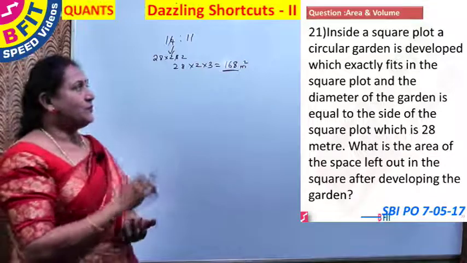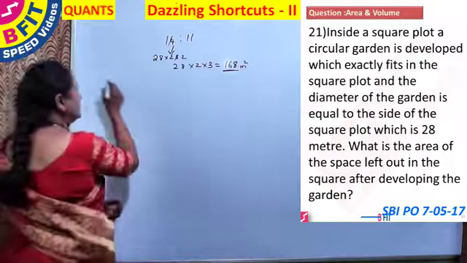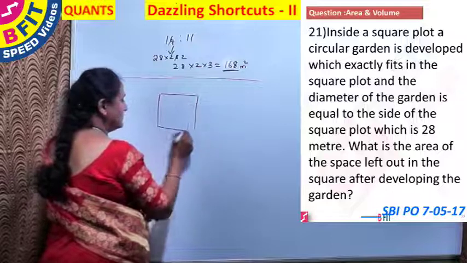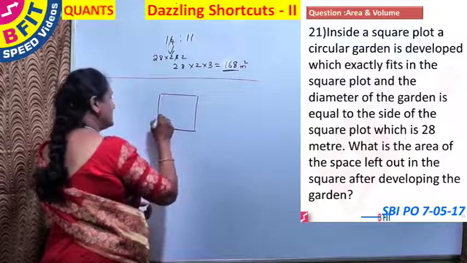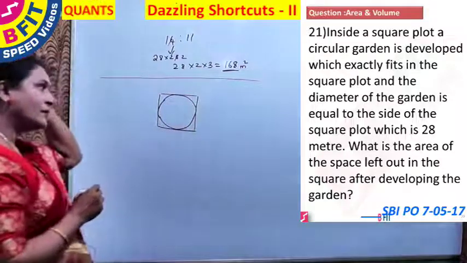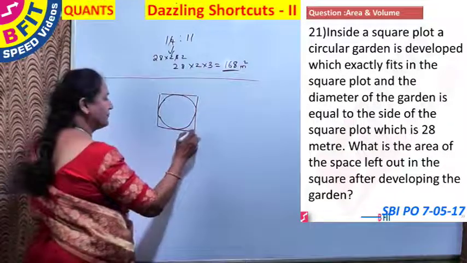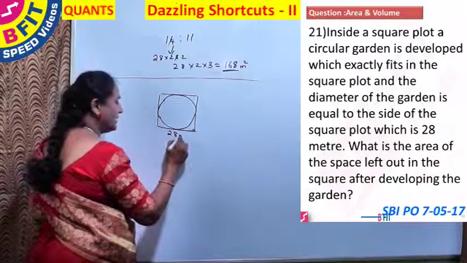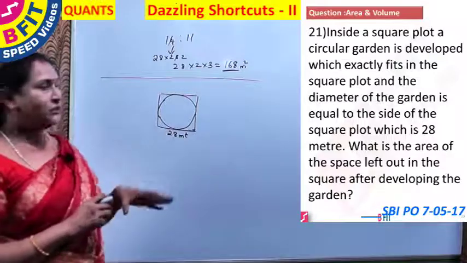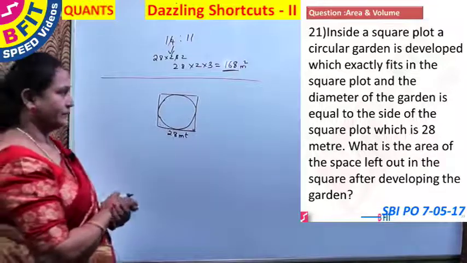So there is a square plot and a garden which exactly fits into the square plot. The circular garden touches the sides of the square plot. And now it is given that the side of the square plot is 28 meters. So after developing this garden, we need to find the space left out in this square plot.